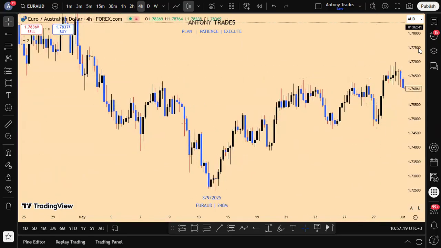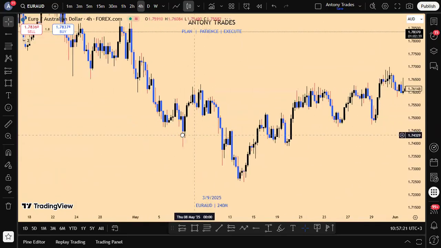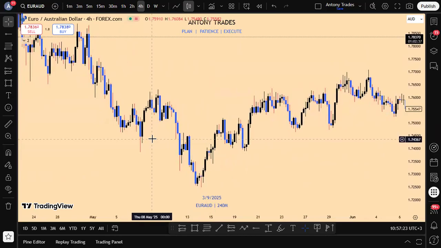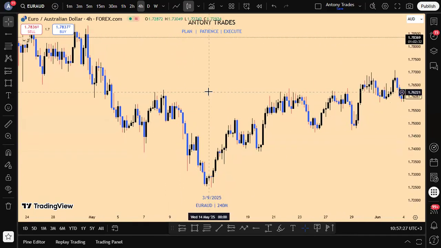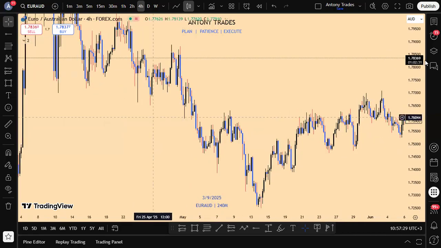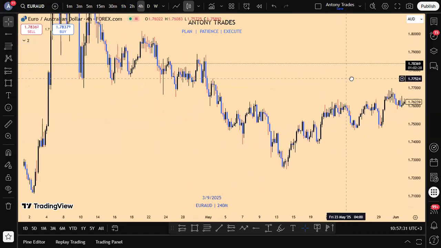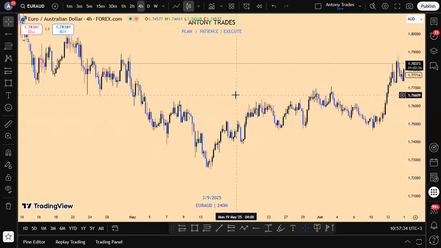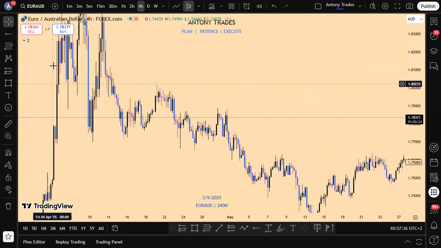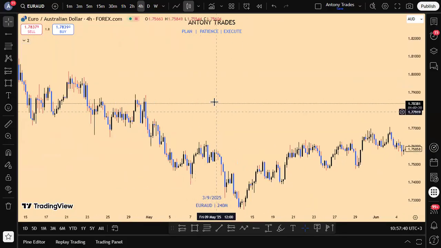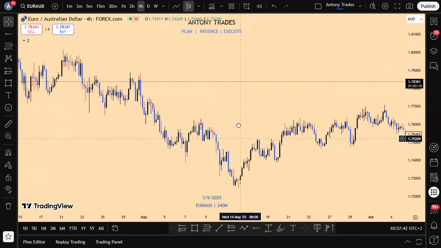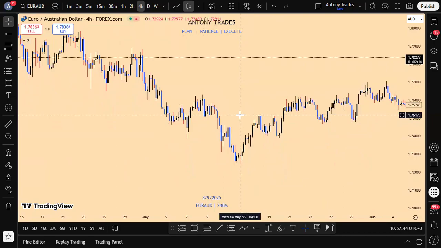So allow me, this is a Euro AUD pair. Allow me to start from this point here. Okay, so this is a 4-hour chart. You can see here from this end, the market is trending to the downside. I want to show you how to identify a valid break of structure and also a change of character.